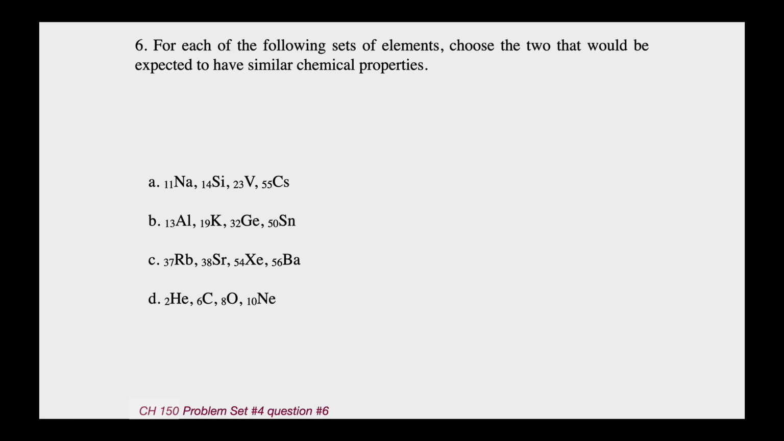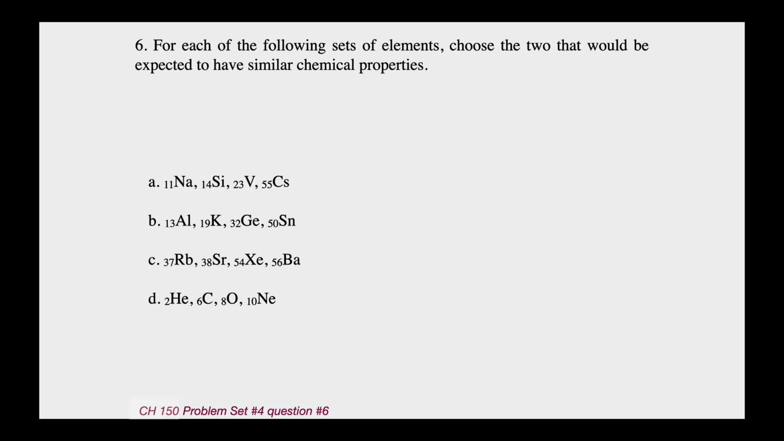For question number 6, we're going to step back a little bit. We're going to look at the periodic table. And it says for each of the following sets of elements, choose the 2 that should have similar chemical properties. A periodic table would be super helpful in this problem. You want to look for 2 elements that are in the same column, the same up and down area on the periodic table, because elements in the same column usually have similar properties.